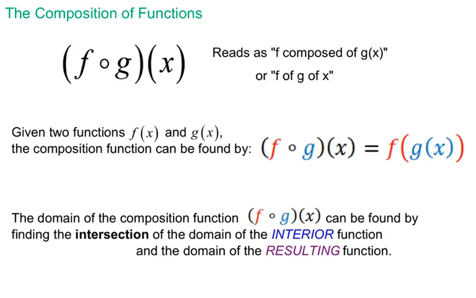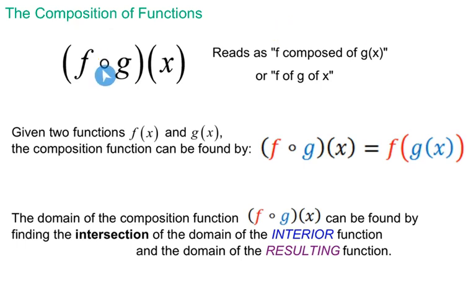Welcome back. Now let's talk about the composition of functions. So thinking about a root word, composition means composed of. And if I said something is composed of something, that would generally mean it's made up of something. So essentially this means f composed of g of x, right? So f with g of x plugged into it.